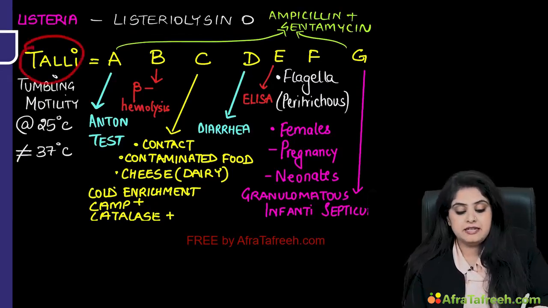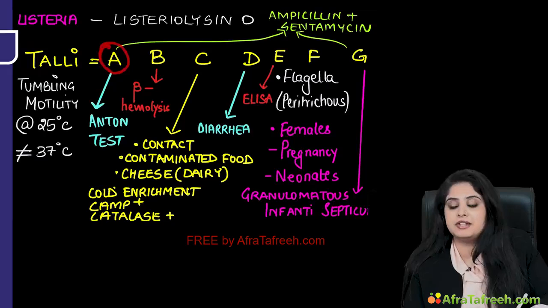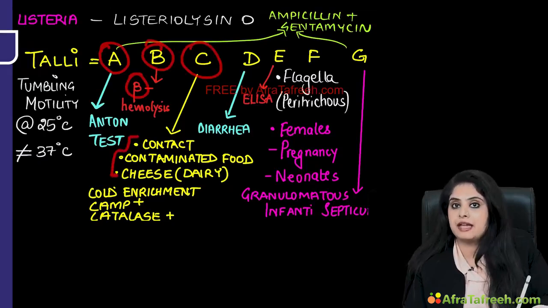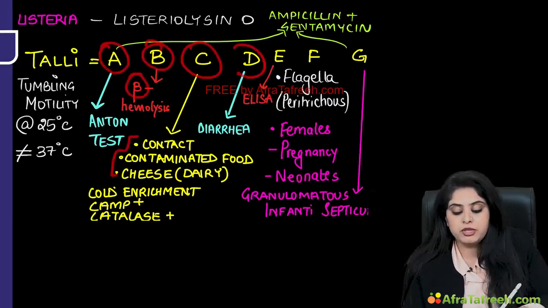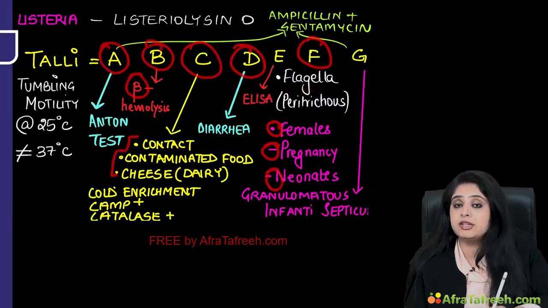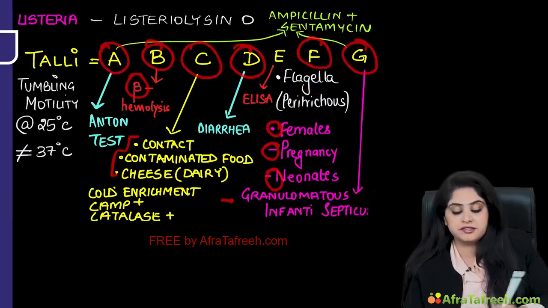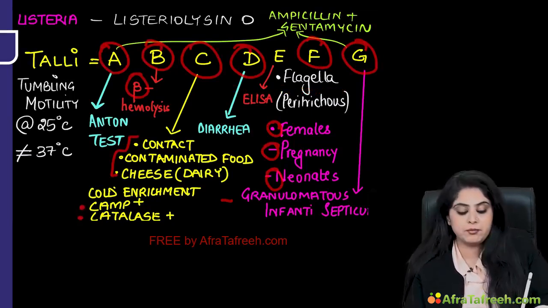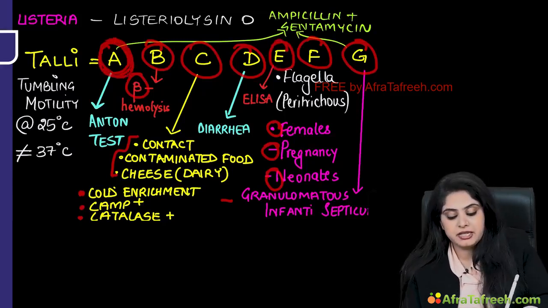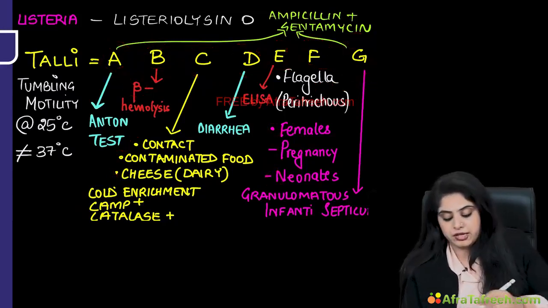Once again, tully for tumbling motility, young age 25, not in old age 37. A for Anton's test. B for beta hemolysis. C for what all contacts? Contact, contaminated food, cheese. Okay, what will it cause? D for diarrhea. If it occurs in females during pregnancy, yes it can. In neonates it can cause what? Granulomatosis infantiseptica. Okay, what are the tests that you will do? It is catalase positive, CAMP positive, and will show you cold enrichment. E for you can do ELISA. For treatment you will do ampicillin and gentamicin, and that is the overall Listeria monocytogenes that you have to know.